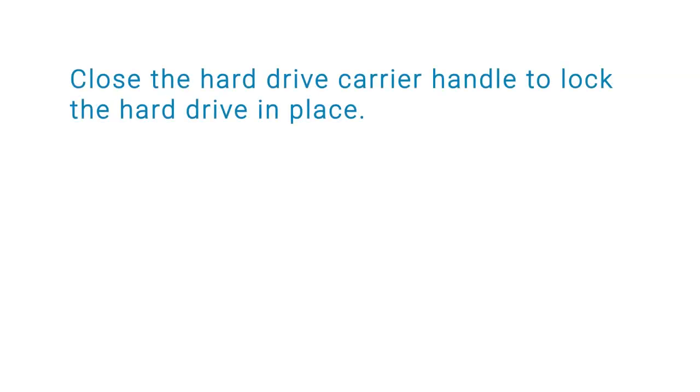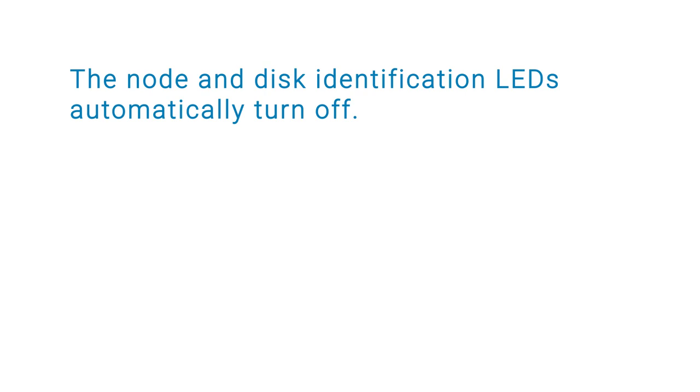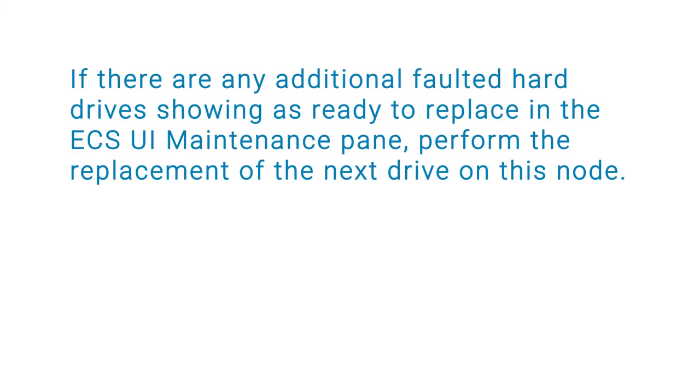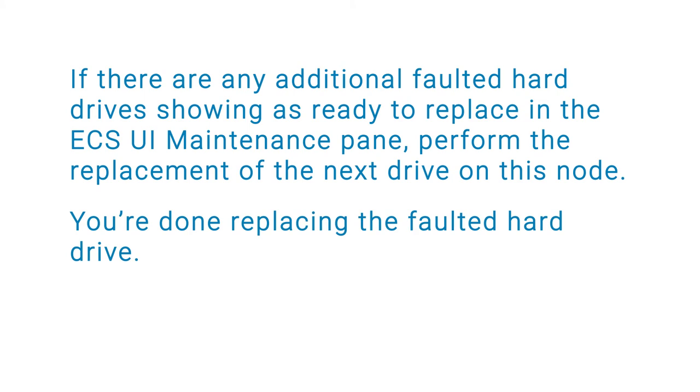Close the hard drive carrier latch to lock the hard drive in place. The node and the disk identification LEDs automatically turn off. Also, do not physically remove and replace the next disk unless the corresponding disk status in the ECS UI shows Replace Disk. If there are any additional faulted hard drives showing as ready to replace in the ECS UI maintenance pane, perform the replacement of the next drive on this node. You're done replacing the faulted hard drive.